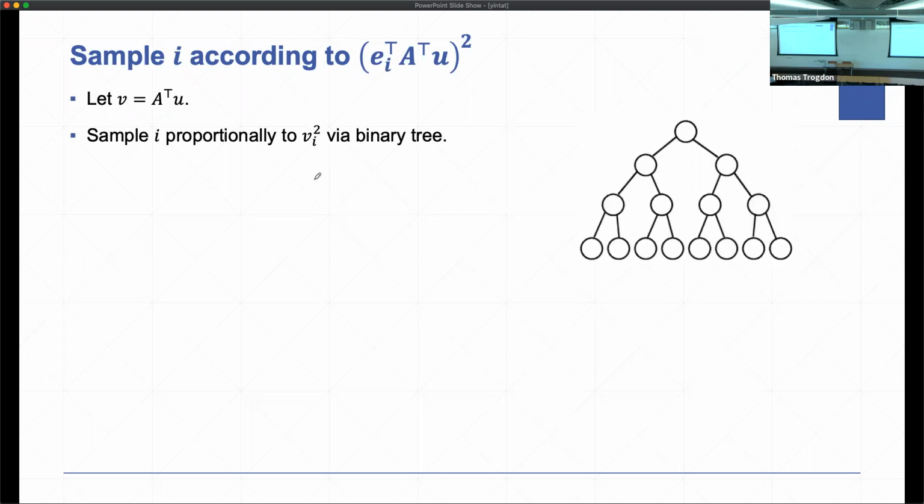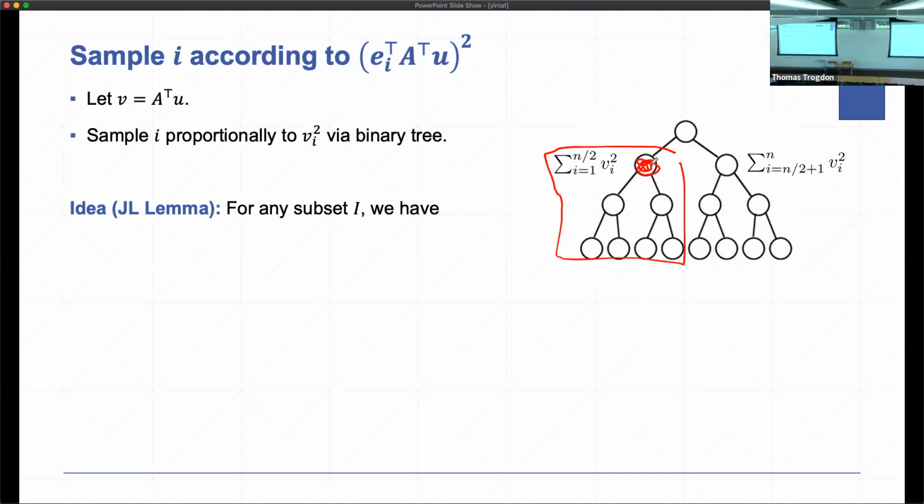You have a tree. Every leaf here represents one coordinate of the vector, and every middle node represents the L2 norm squared of the subtree. For example, in this vertex, we want to store the information to compute the sum of V_i squared on this subtree. If we have this data structure, then it's easy to sample. You just compute left and right, and then you flip a coin depending on those values.